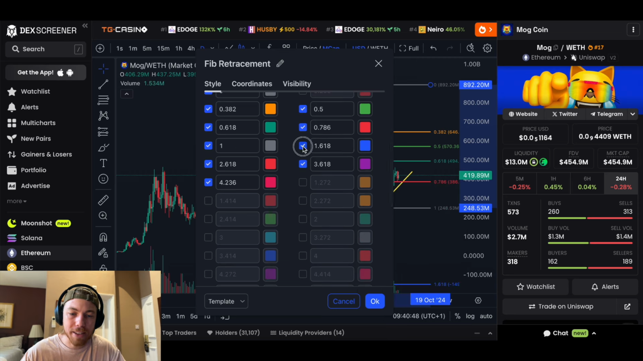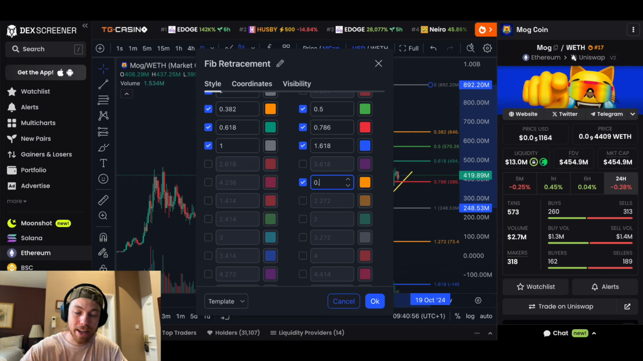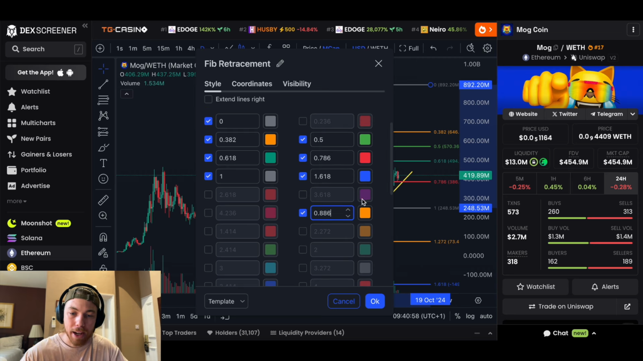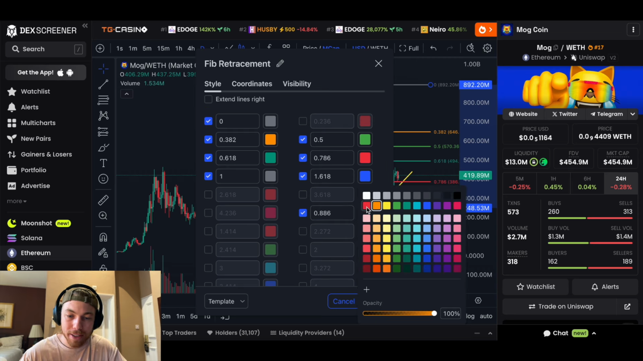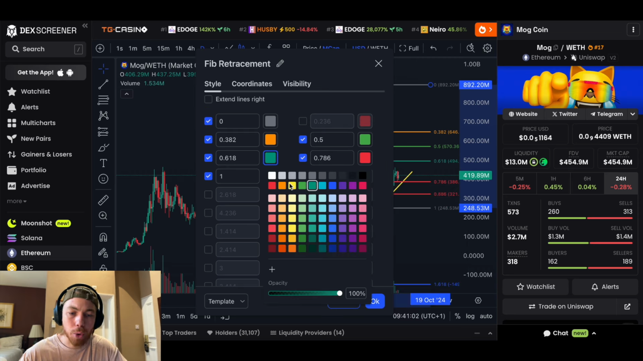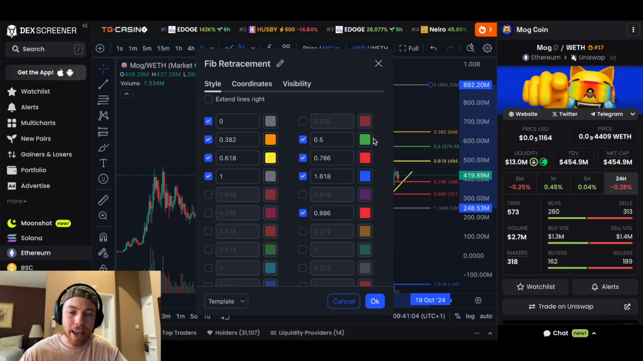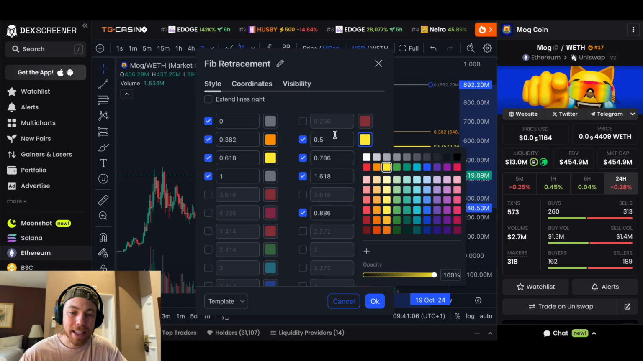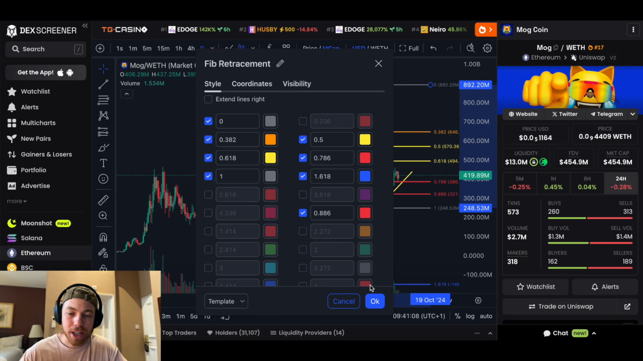The 0.786, you can have the extensions if you want. I'll leave one extension on, so the 1.618. I then edit one, guys, because it's the 0.886. Okay, and I make that red with my 0.786. I then make my golden ratio, which is 0.618 and 0.5. Okay, I make them yellow, and then I leave my orange as 0.382.